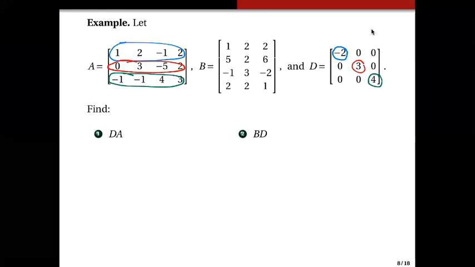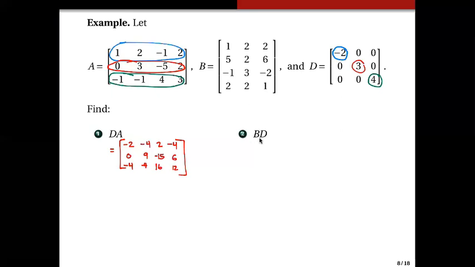Therefore, this DA here is simply equal to the matrix where we multiply the first row to the first entry. So we will get negative 2, negative 4, 2, and negative 4 for the first row. For the second row, we multiply the second row to the second diagonal entry. So we will get 0, 9, negative 15, and then 6. And lastly, the third row will be multiplied to the third entry. So we will get negative 4, negative 4, 16, and then 12. So this is the product DA. Again, you don't have to multiply out entry by entry to obtain this product.